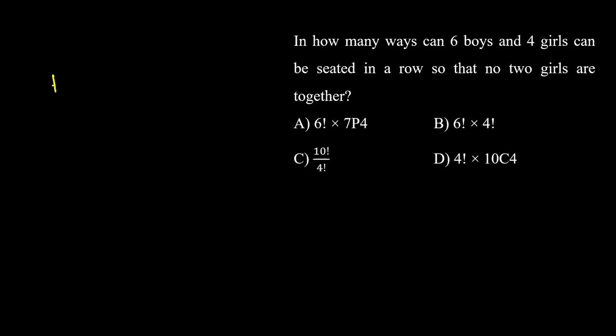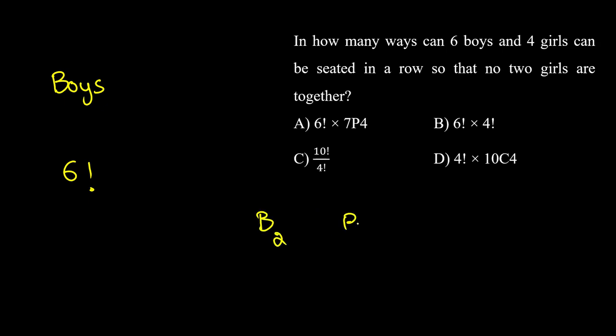How many boys are there? 6 boys. How many ways to arrange? 6 factorial. That's what we discussed in the previous class. When you have n people, the number of ways to arrange is n factorial, nPn. 6 places, 6 boys: 6 into 5 into 4 into 3 into 2 into 1, you get 6 factorial. Okay, boys done. Now I'm giving you one practical situation.